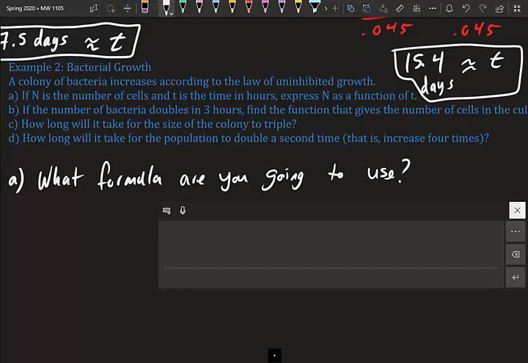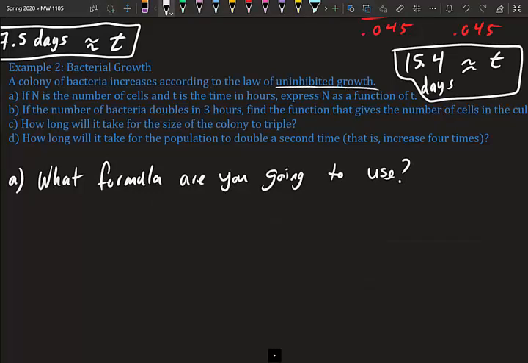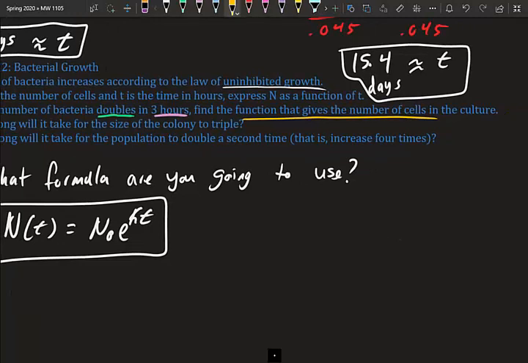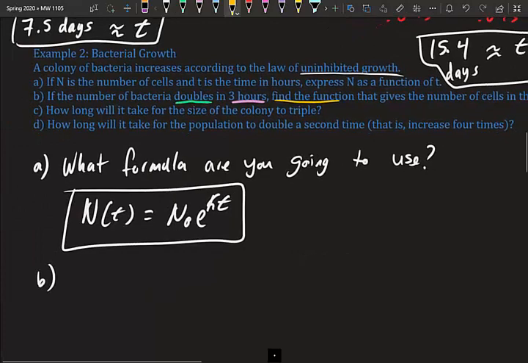Since we're talking about uninhibited growth, we're going to be using N of t equals N sub 0 times e to the power of kt. That's all that means. Alright, B. If the number of bacteria doubles in 3 hours, find the function that gives the number of cells in the culture. So we're just finding the function.